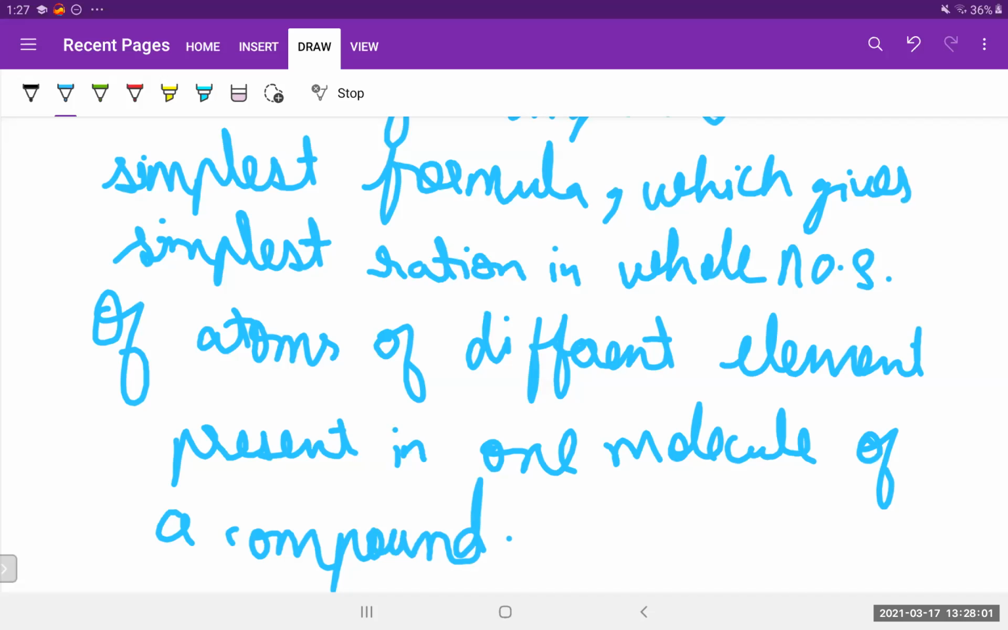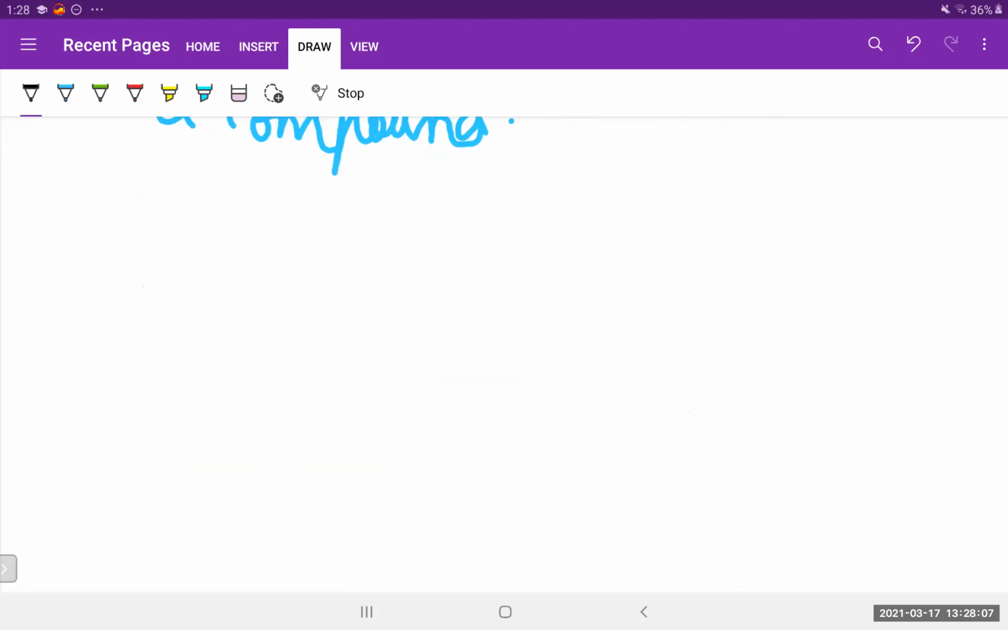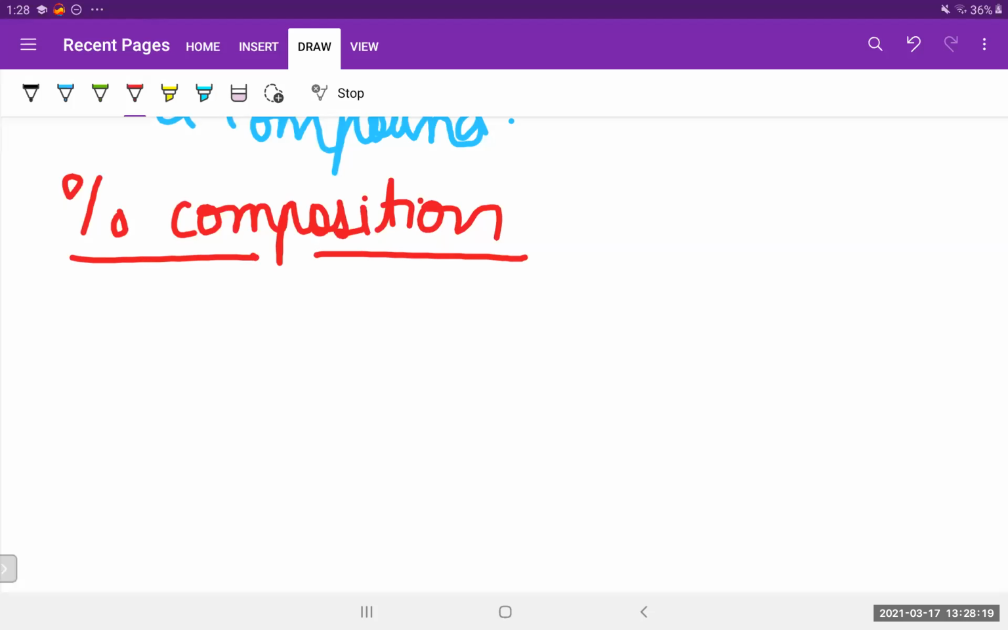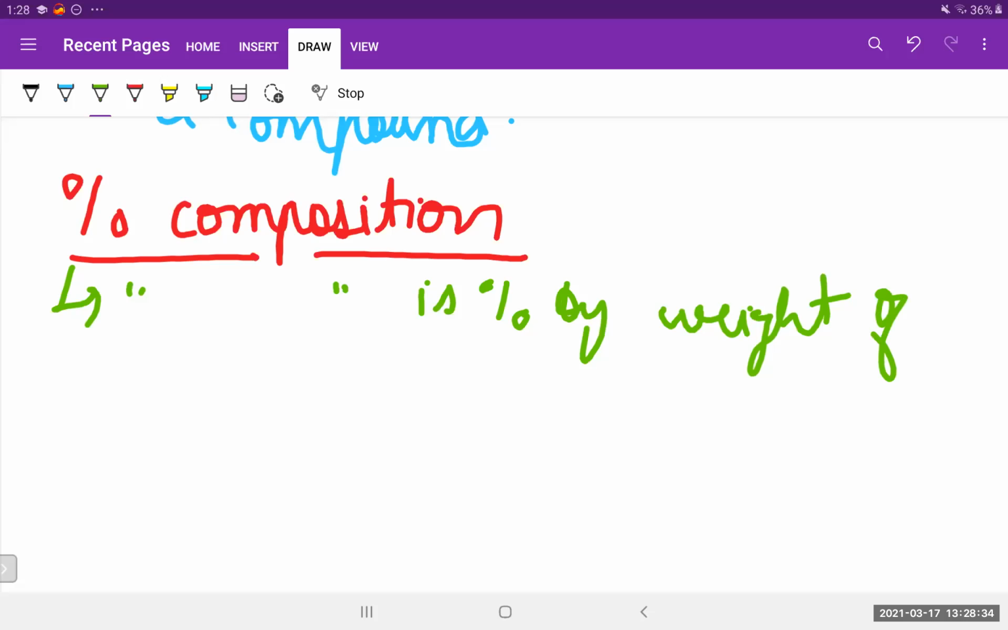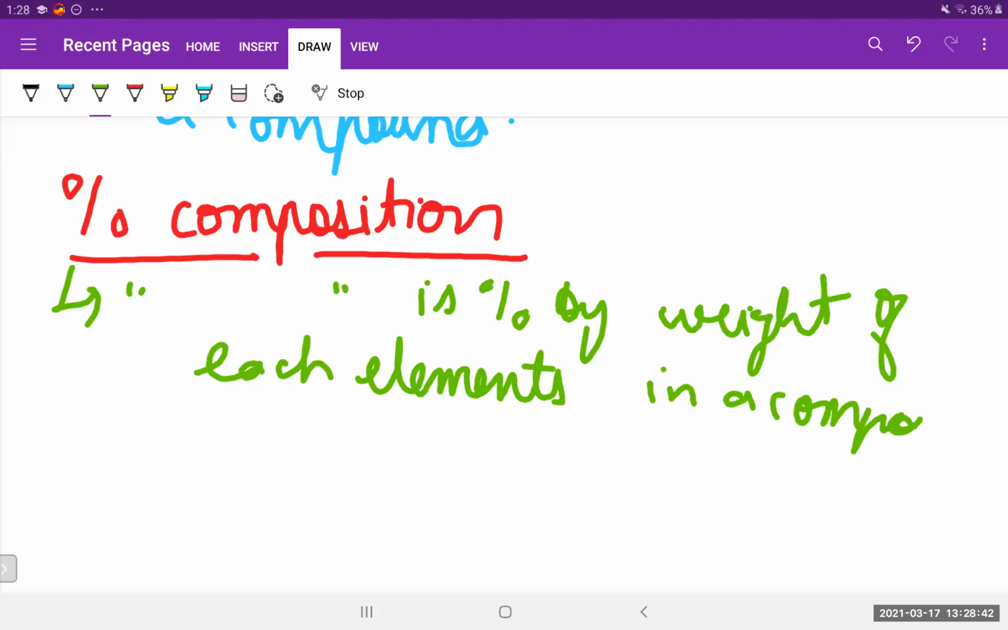Let's look at an example first of all. Okay, so before coming to the example, I'll tell you one more thing, that is percentage composition. After this, I'll tell you the example. What is percentage composition? It is the percentage by weight of each element in a compound. Very important.